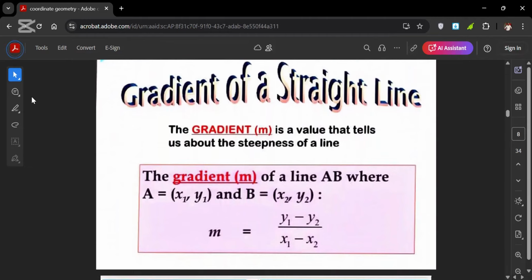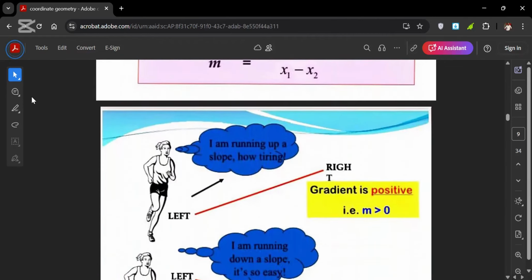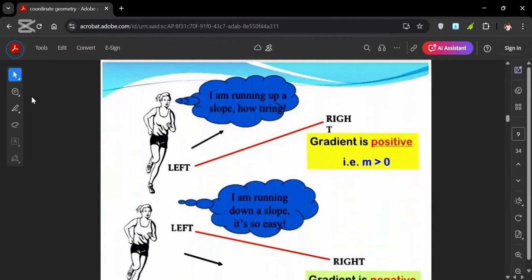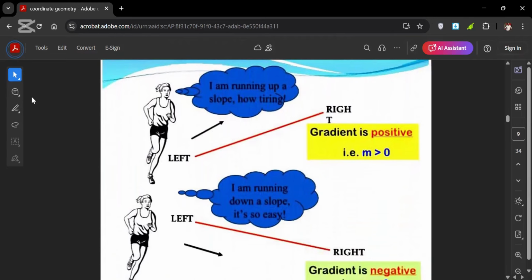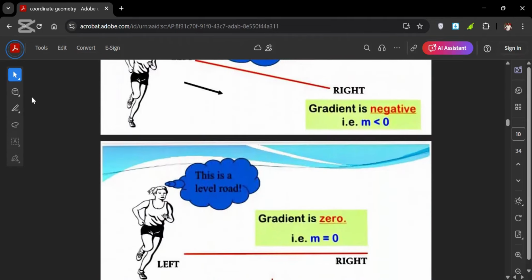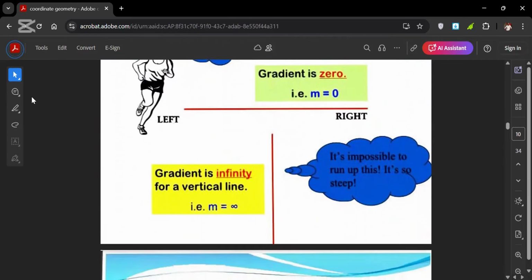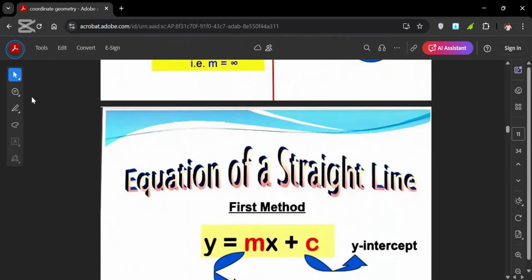Gradient tells us how steep a line is, how slanted a line is. This is the formula of the gradient when points are given. Then this is another basic idea: when the gradient is positive, when the gradient is negative. Something important here: gradient is zero, m is zero, whenever there is a straight horizontal line. Obviously, when there is no slantness, no steepness, there will be no gradient.